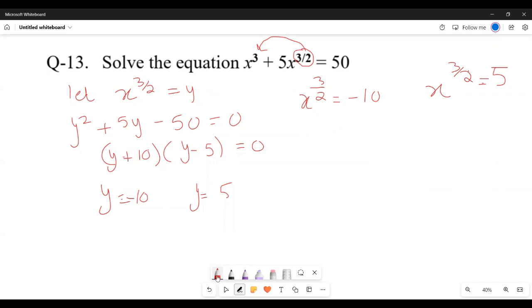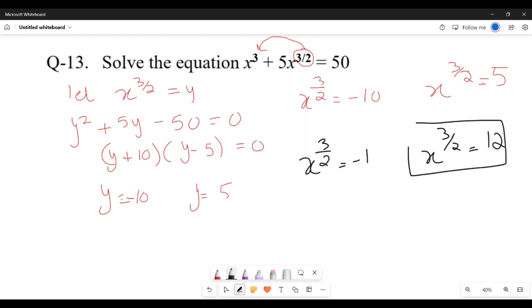I think it was the day before yesterday. The answer was something like this. We were doing worksheet 1.5 and the answer was something like this: x power 3 over 2 equals minus 1 and x power 3 over 2 equals something else, maybe 12, for example. This can be solved. This has no solution. This can't be solved.